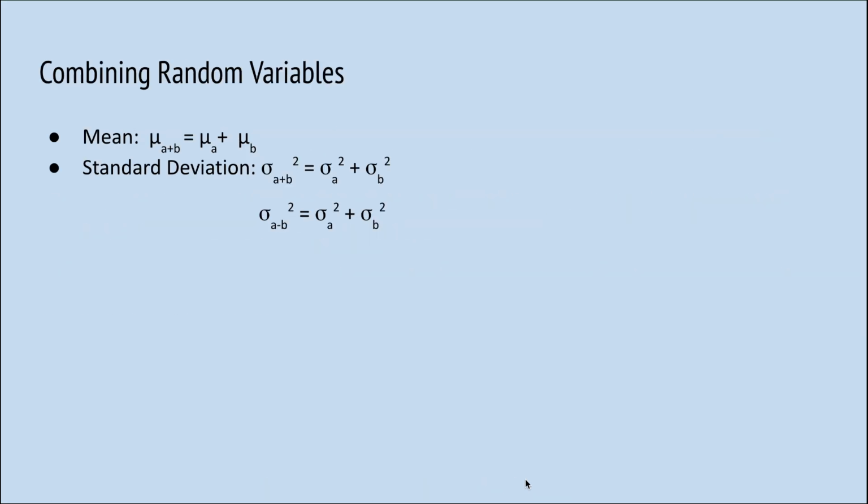If you want to add or subtract random variables, the mean of a plus b is just the mean of a plus the mean of b, and for a minus b, that's just the mean of a minus the mean of b. For standard deviations though, the variance of a plus b is the variance of a plus the variance of b, and also for the variance of a minus b, we would still do the variance of a plus the variance of b. And so obviously to get the standard deviation, just take the square root.